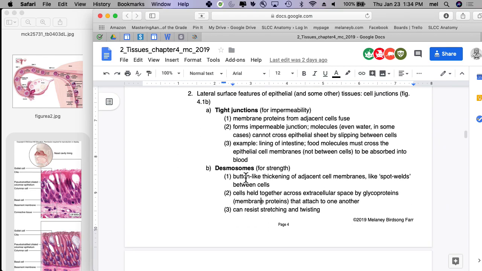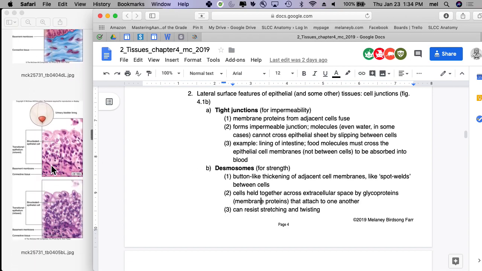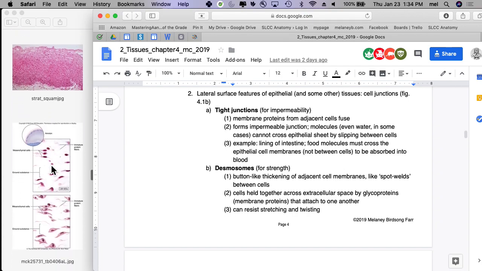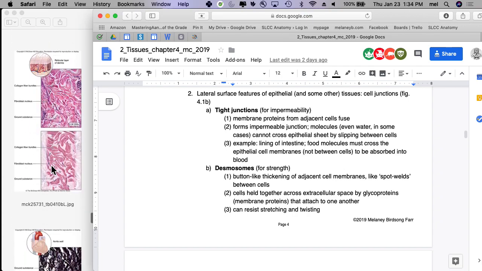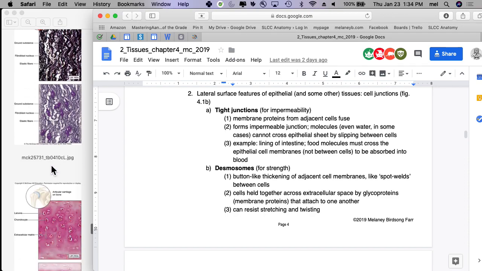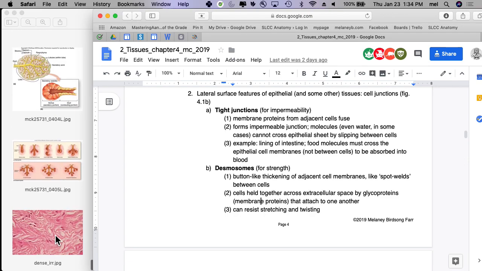Okay, so the last thing to talk about isn't something that you're going to identify on a histology slide, but it's something that's physiologically important, and that is the concept of these cell junctions. Okay, so you run into this in phys a lot, and we're going to run into it for the rest of the semester as well, but you don't see it on the slides.